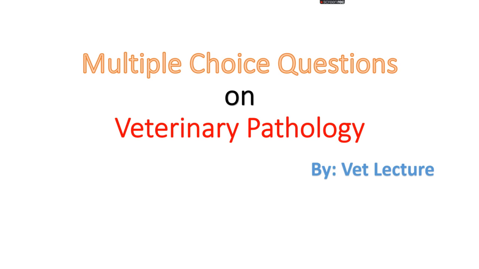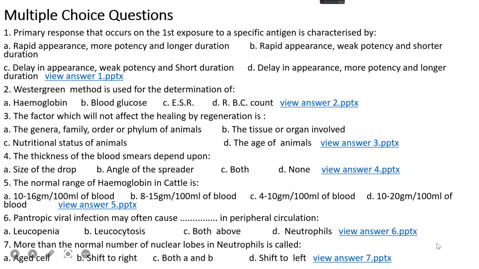Today we will discuss multiple choice questions on veterinary pathology. Question number one: the primary response that occurs on the first exposure to a specific antigen is characterized by option A.